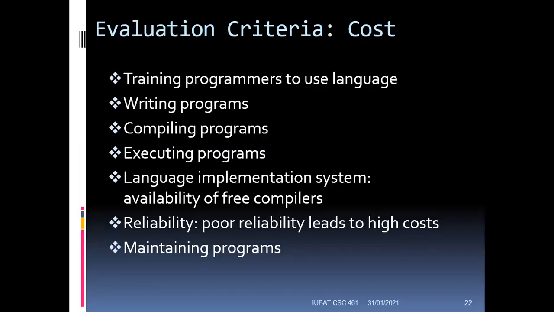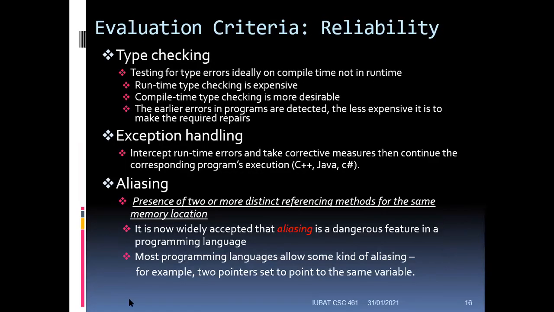Now, the last one is type checking. What does type checking mean? Whenever you run a program, there are two types of situations we can face: runtime errors or compile time errors. It doesn't matter which type of error or type checking you are doing, ideally you will test for type errors at compile time, not at runtime. That's a good practice.